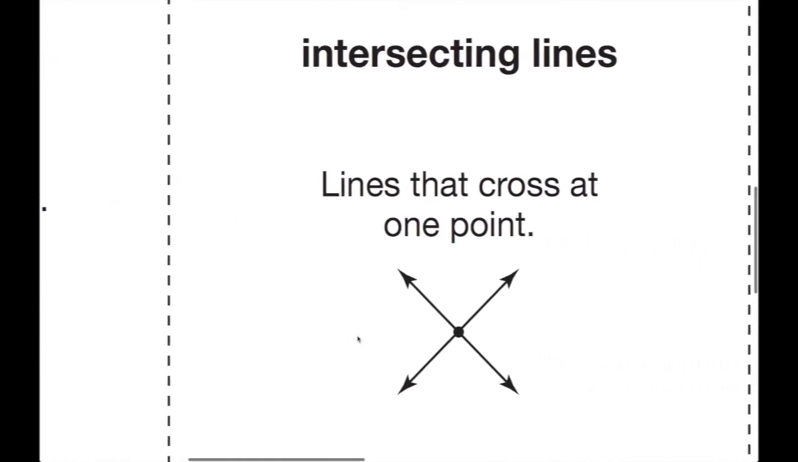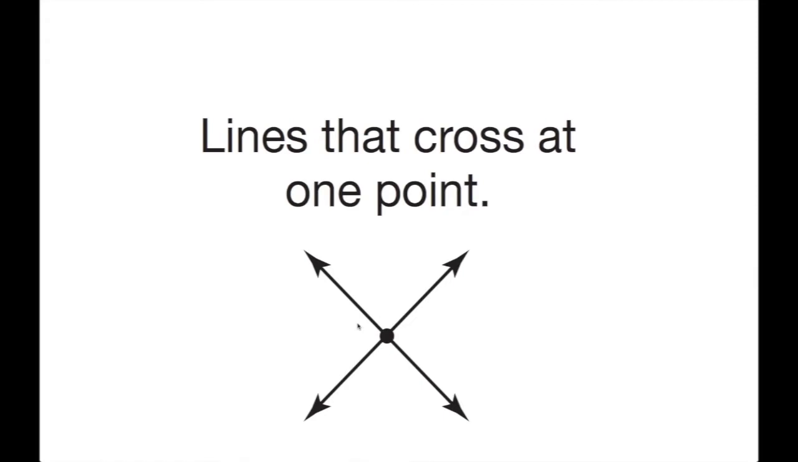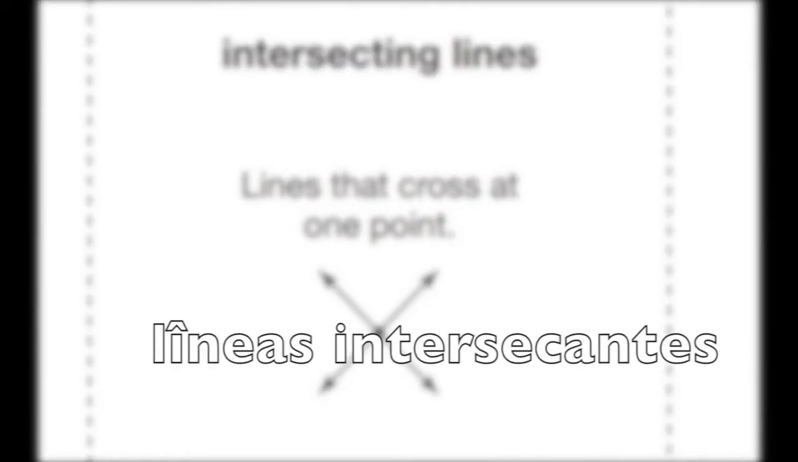Next up we have intersecting lines. Intersecting lines are lines that cross at one point. You can see that right here, this line and then this line, they intersected at this point. That means they met there. So these are intersecting lines. Líneas intersecantes.